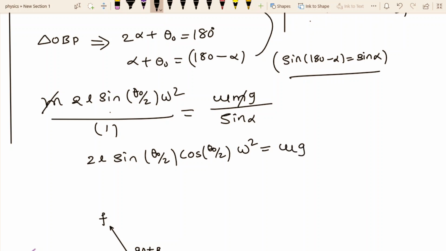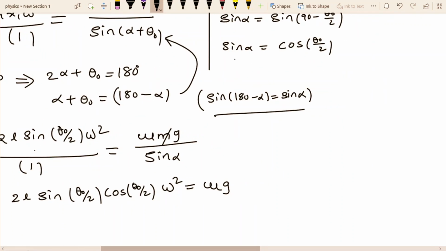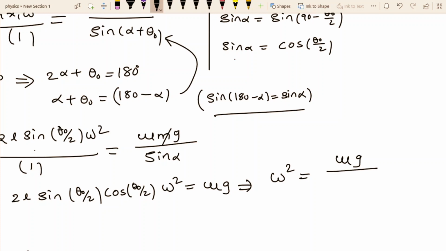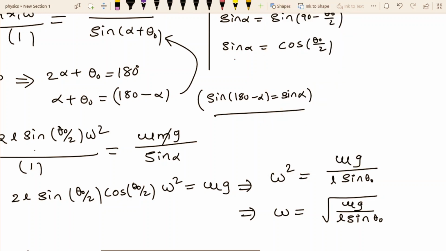If you observe carefully here, we can get the value of omega. What is the value of omega? Omega square is equal to mu g divided by 2 into sine theta naught by 2 cos theta naught by 2. This is the sine theta formula, so it becomes L sine theta naught, and the omega value will be the square root of mu g divided by L sine theta naught. So this is the angular velocity at which the disc B will begin to slide.